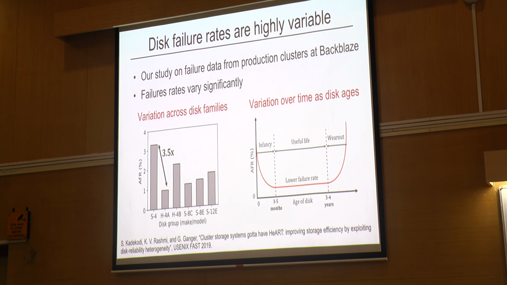It is also well known that the failure rate of disk groups varies over time as disks age. Initially there is what is called infancy, like infant mortality, which is there in many kinds of mechanical instruments. So the failure rate is initially high, and after some time it enters into what is called the useful life period, where the failure rate is pretty stable and pretty low. Then after some time the failure rate increases again, and that is called wear out or old age.